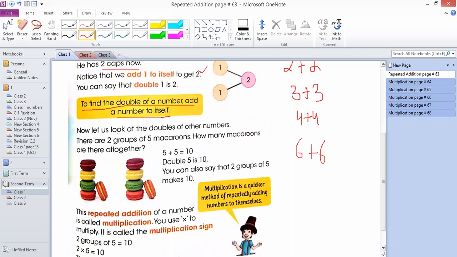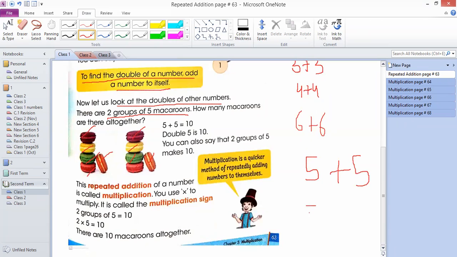Now, let us look at the doubles of other numbers. There are two groups of 5 macaroons. How many macaroons are there altogether? In one group, how many macaroons are there? 1, 2, 3, 4, and 5. Another group also has 1, 2, 3, 4, and 5. So 5 + 5, there are two groups, so in two groups there will be 10 macaroons. We can say the double of 5 is also 10, and that two groups of 5 makes 10.